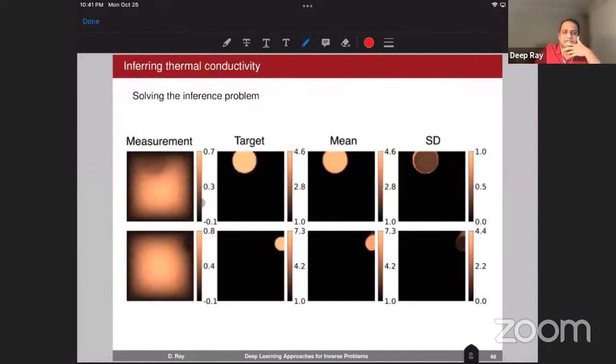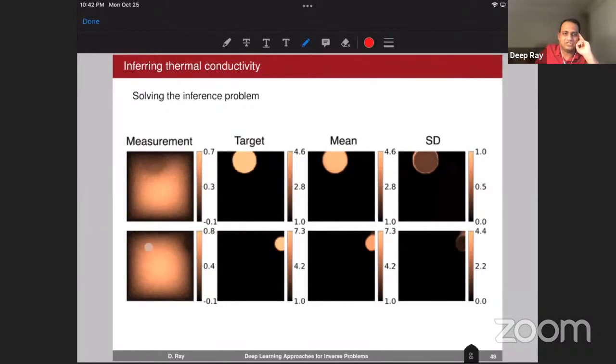Then we take a target kappa, which the GAN has not seen before. You form the noisy measurement, and you feed this to the trained GAN. Take about 200 samples of Z, which is easy to do. You get 200 samples of X. Then you take a pointwise mean and standard deviation. You can see that the mean actually captures the target distribution quite well. And once again, the standard deviation is peaking at the boundary of the circular inclusion.